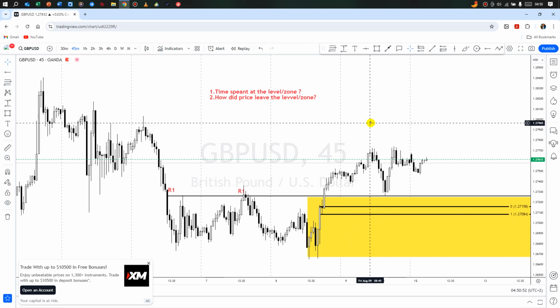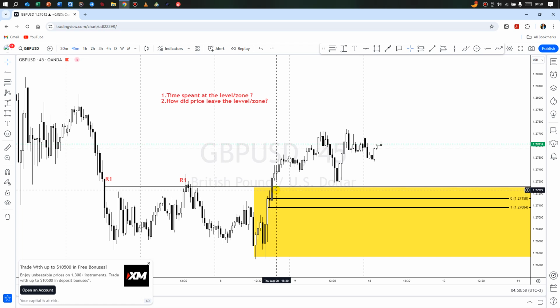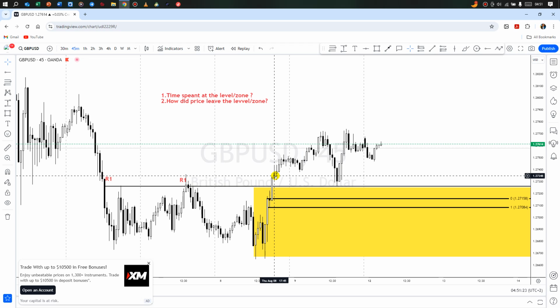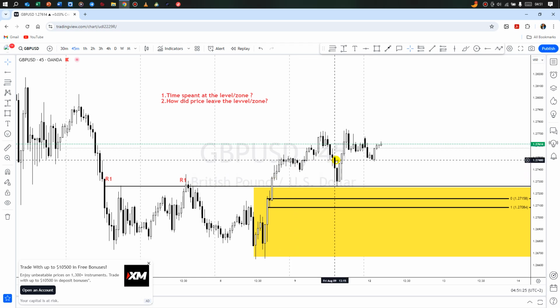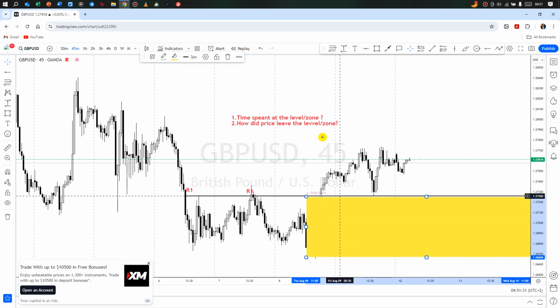Then how did price leave the zone? Like I said, the price should always leave the zone in a significant bullish manner. As you can see, we have this bullish candle leaving our zone, followed by another bullish candle. I always said it, if it's a significant manner, it should be a bullish candle followed by another bullish candle. If it had to be a supply zone, it should be a bearish candle followed by another bearish candle. So we have a bullish candle followed by another one, which tells us it's a strong imbalance, right? So we do have this demand zone on the GBPUSD for buy opportunities.